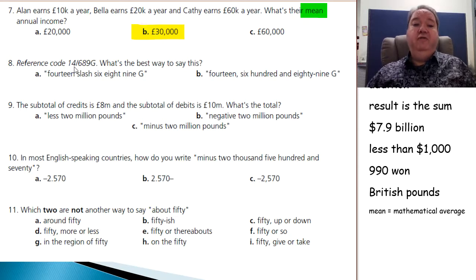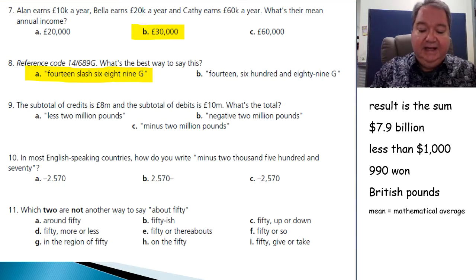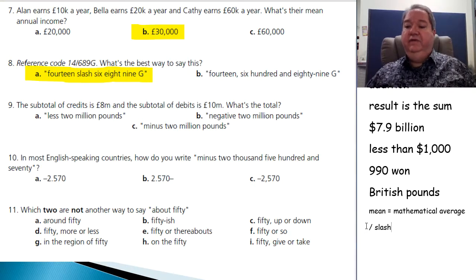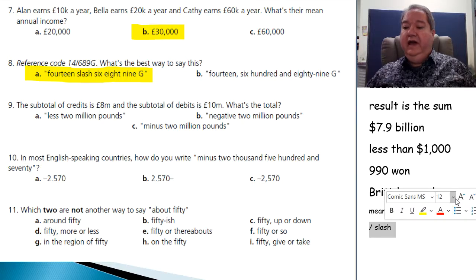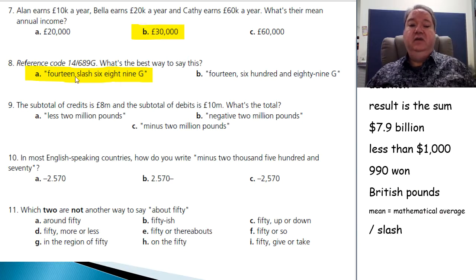Okay? Reference code. What's the best way to say this? I would read it as 14 slash, that slanted line like we use in fractions sometimes. We read that as a slash. 14 slash 689G. I wouldn't try to read that as 689. Because we're mixing numbers and letters, I would read it as 689G.